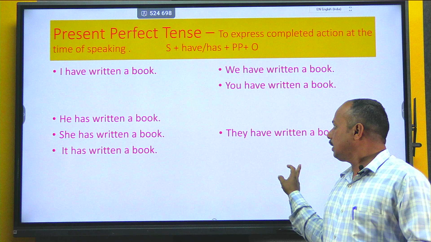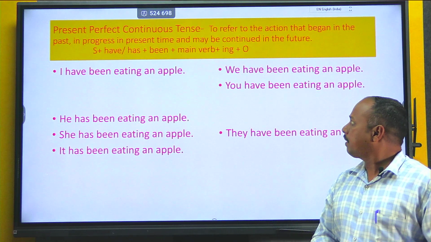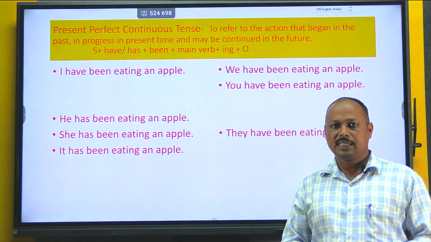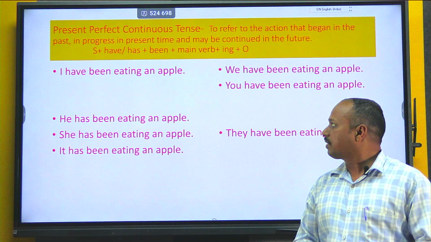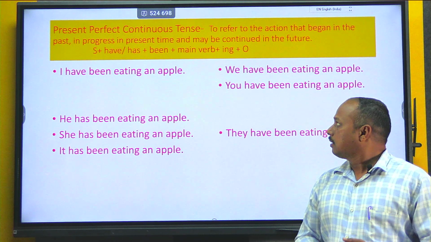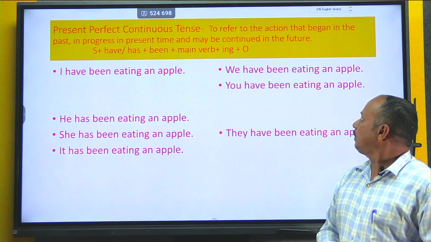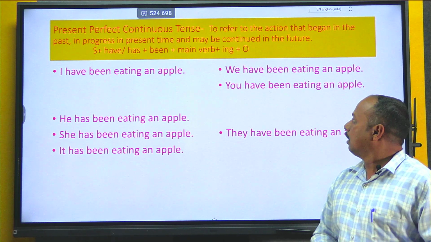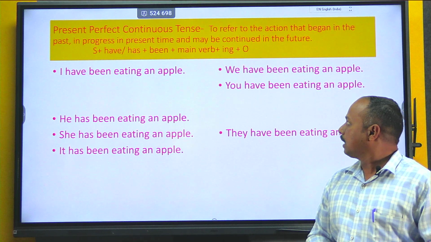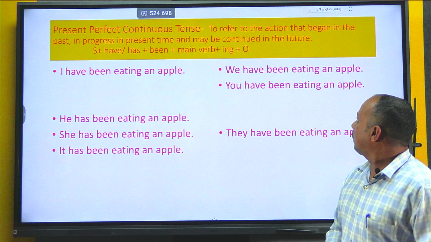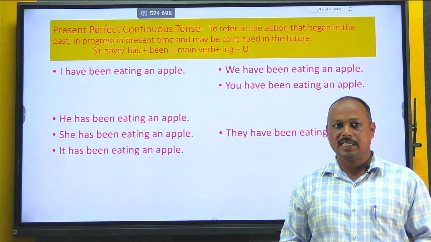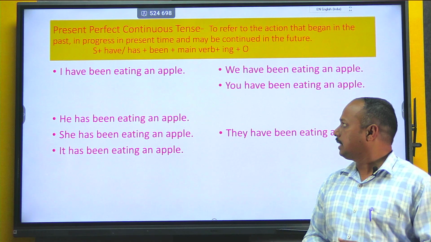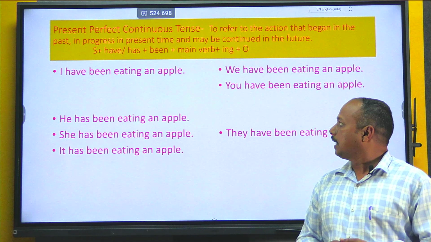The next one is present perfect continuous tense. This is the last subtype of present tense. The present perfect continuous tense refers to an action that began in the past, is in progress in the present time and may continue in the future. This is a very simple definition of present perfect continuous tense.